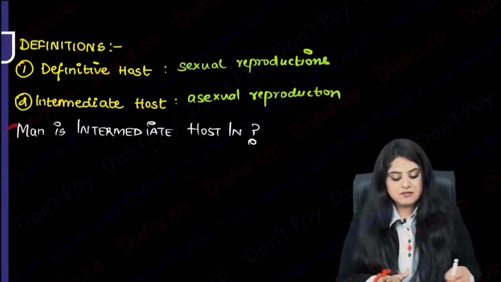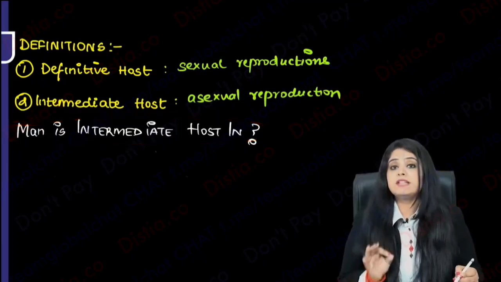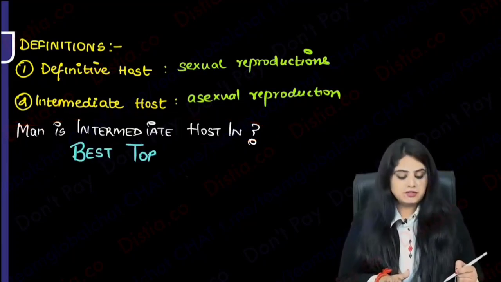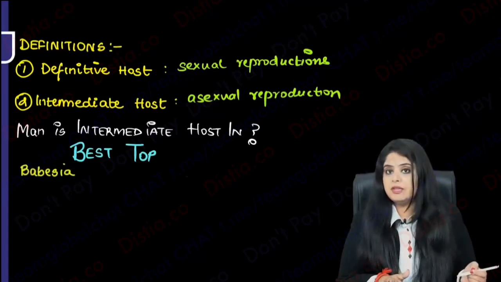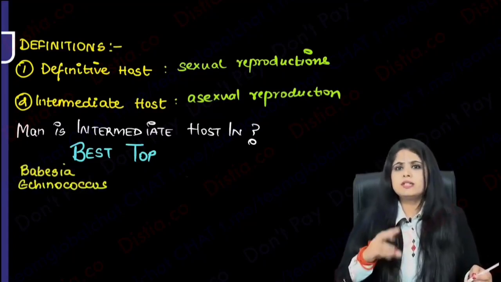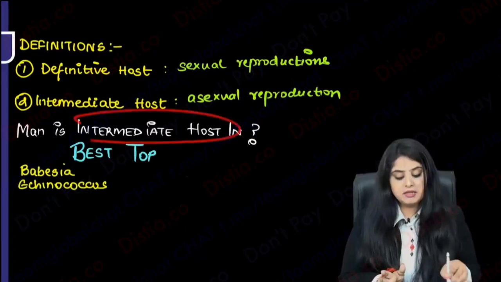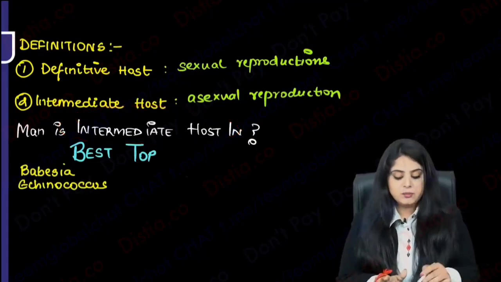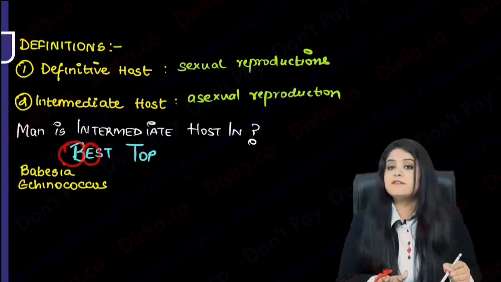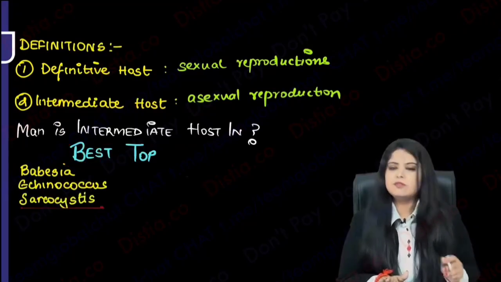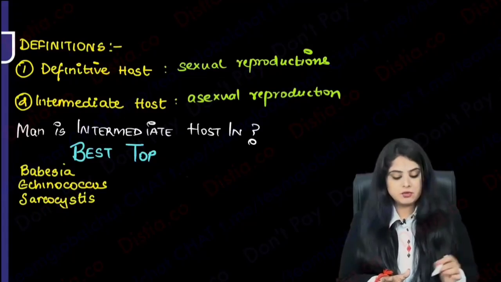So what is that? When we are an intermediate host, it is known as BEST TOP. That is a mnemonic that we have. What is BEST TOP? So B is going to be for Babesia. E is going to be the dog tapeworm, Echinococcus, because it is a dog tapeworm, so we are not going to be the main host. We are going to be the intermediate one. Dog will be the definitive host. So B we have for Babesia, E we have for Echinococcus. S is going to stand for Sarcocystis, which we don't read too much, but you just have to know. Then we have T, and P.